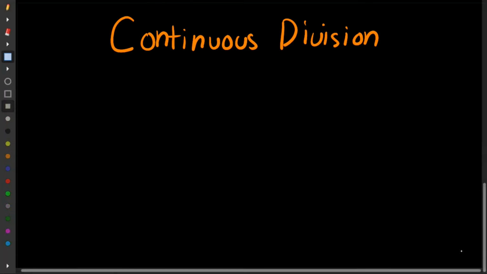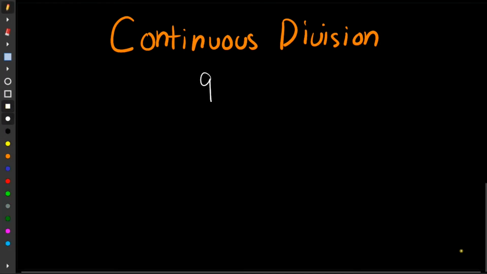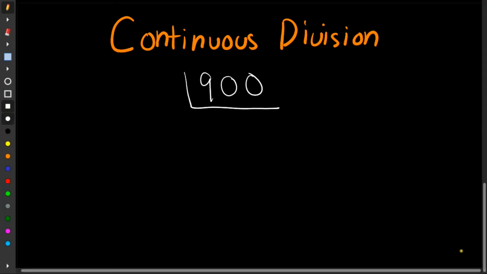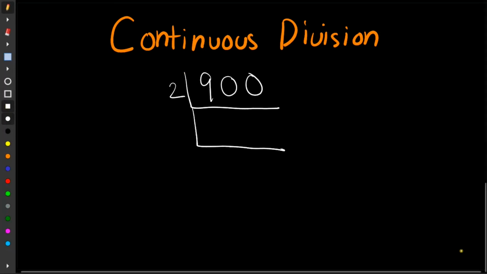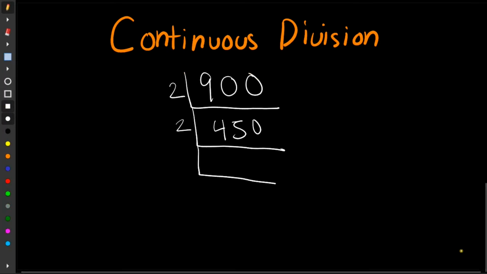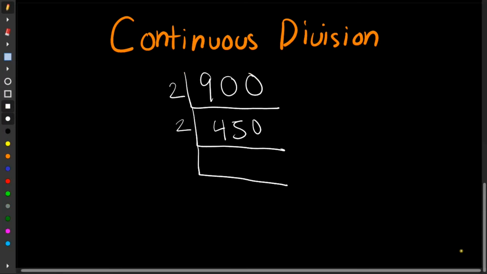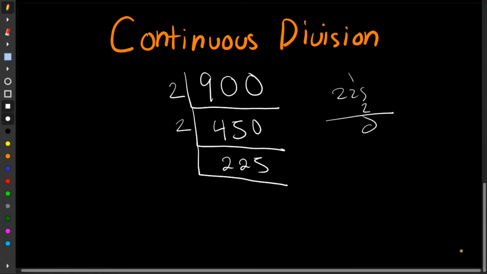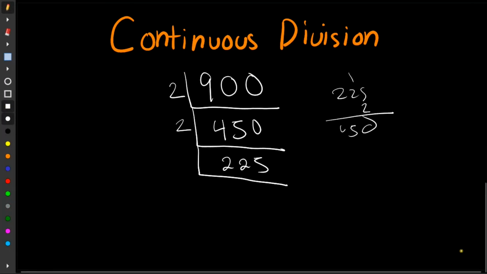Now let's go on to our last example. Say we have 900. Since it ends in 0, it is divisible by 2. So this one is 450. Since it is divisible by 2 again, since it ends in 0, we write that. And this would give us 225. Yep, 225 times 2 gives us 450, correct.